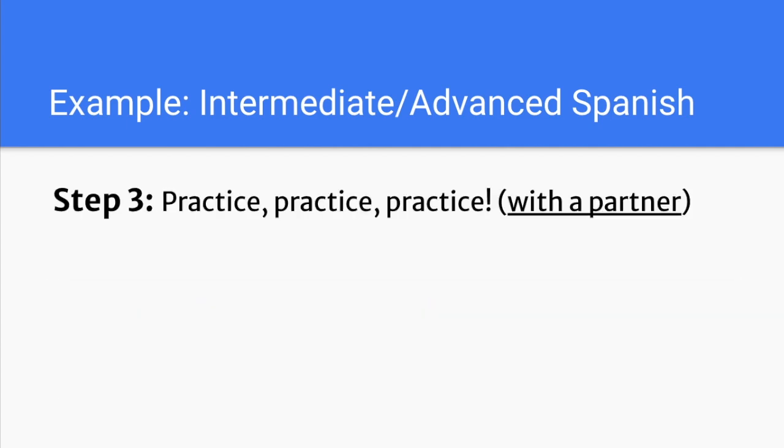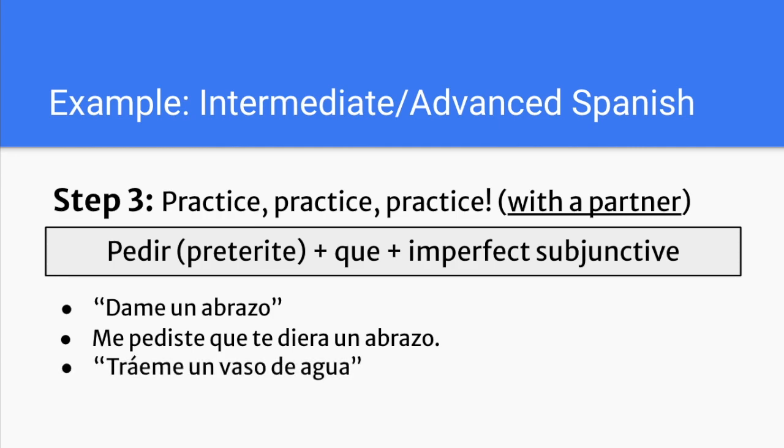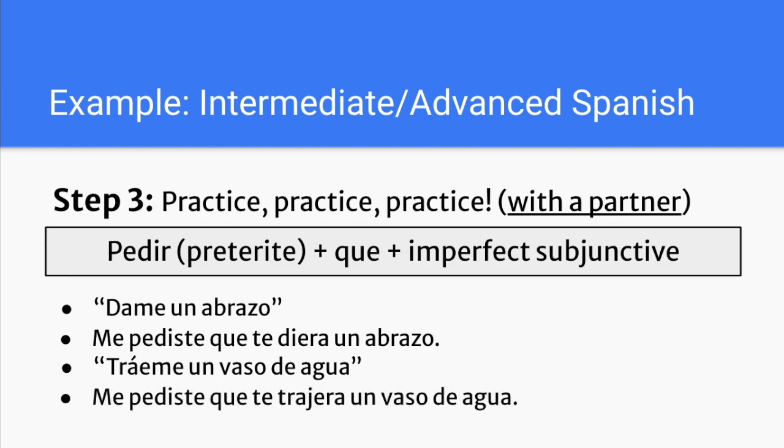So if by chance you have a native speaker that you can practice with, this is just an example of what you could do with another person. You would basically tell your partner to ask you to do something, and then you will repeat back to that person what they have requested. So it would look something like this. Your partner would say, dame un abrazo. And then you would say back to them, me pediste que te diera un abrazo. Or they might say, tráeme un vaso de agua. And then you would say, me pediste que te trajera un vaso de agua.